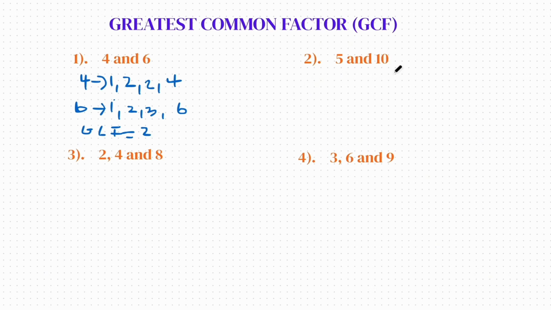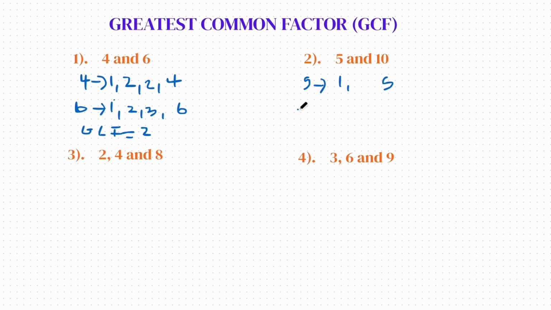Number 2 asks us to find the GCF of 5 and 10. So we're going to list the factors of 5 first. We're starting off with 1 and 5 itself. Are there any other numbers that when multiplied give us 5? No. Some numbers are going to be like this: the only factors would be 1 and itself.